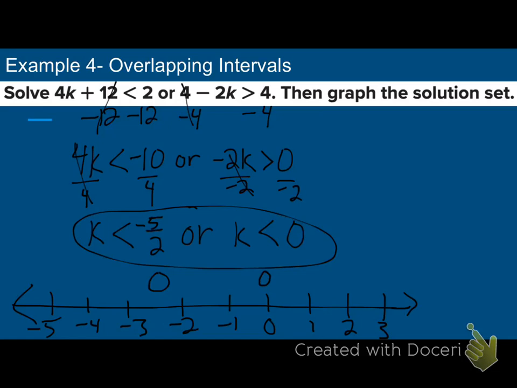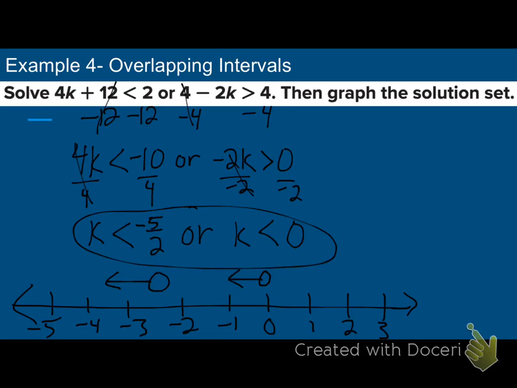Usually for an OR compound inequality, we graph them both on the same graph. It's usually from the 2 points going outwards. Correct? Yep. Let's see if that's the case here. It says K is less than negative 5 halves. Would that be to the left or right of negative 2.5? Left. Or K is less than 0. Left or right of 0? Left. This looks a little different than what we saw before spring break, correct?